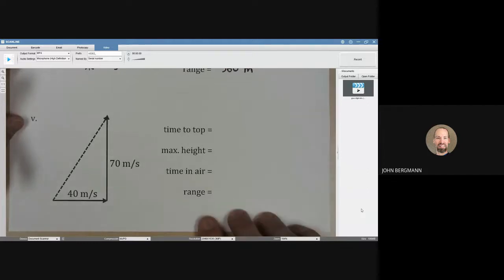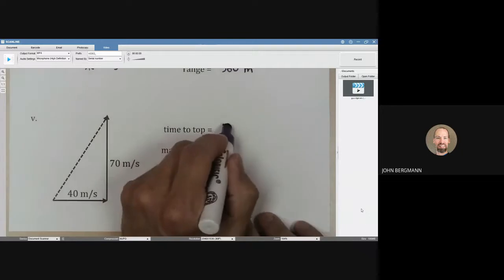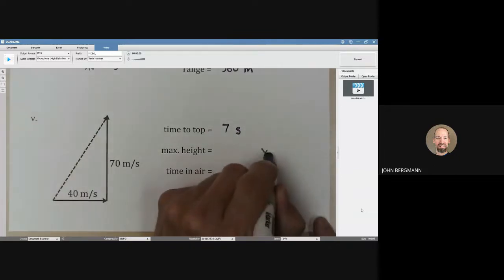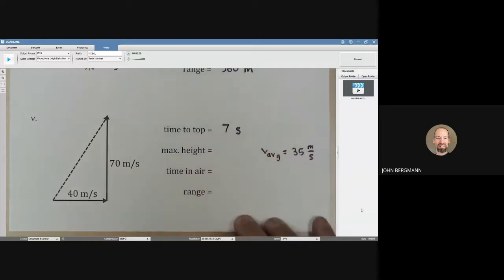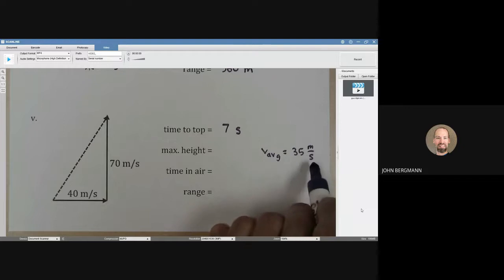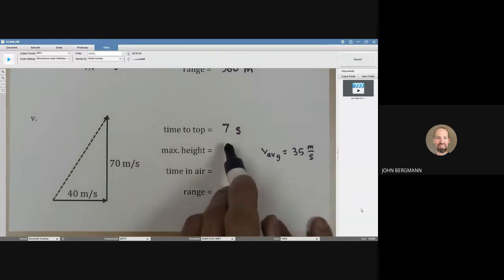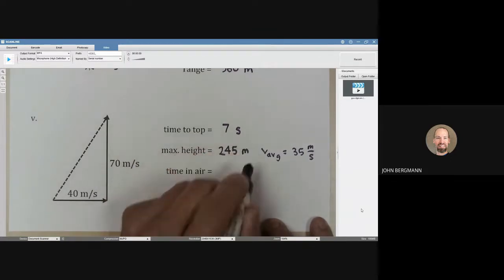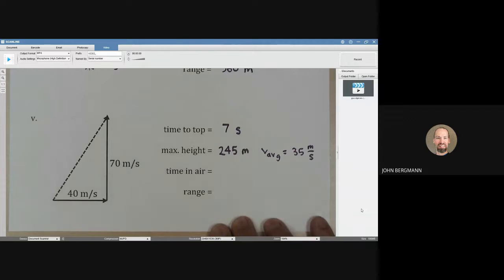Let's try this one. Here we're given the initial x and y velocities. The time to the top is going to be 7 seconds. The maximum height, let's see. What's v average going to be? V average is going to be 35 meters per second. And that is a little tough, isn't it, to do 35 meters upward every second for each of 7 seconds. So that one, you might have to cheat a bit and go to a calculator on that. But if you thought about it long enough, I bet most of you could do that in your head too.